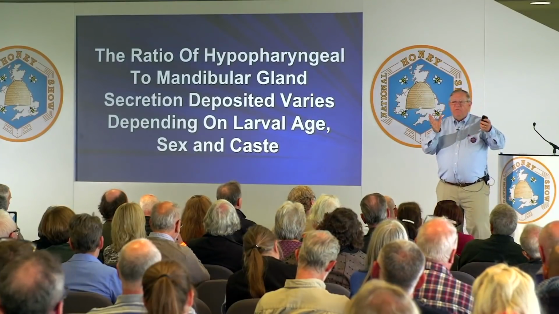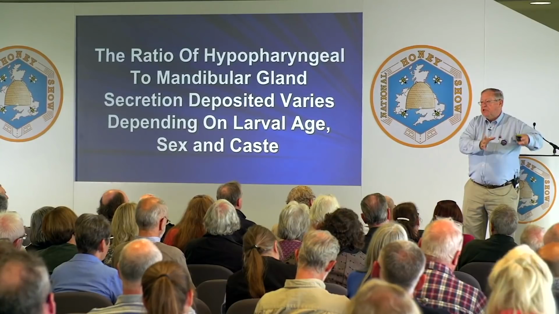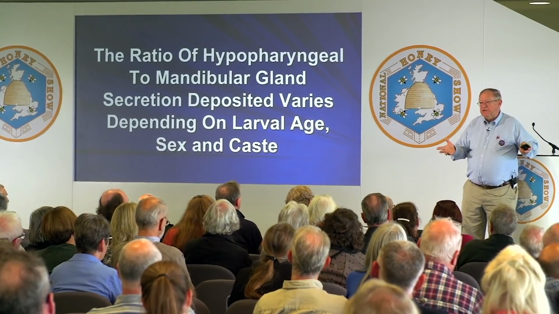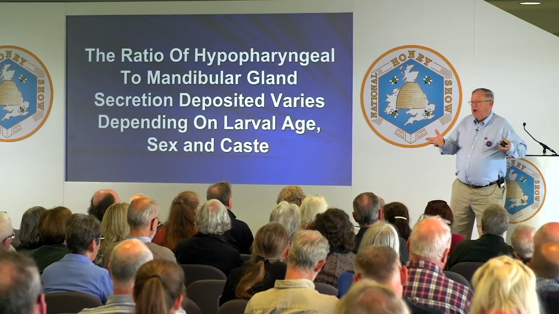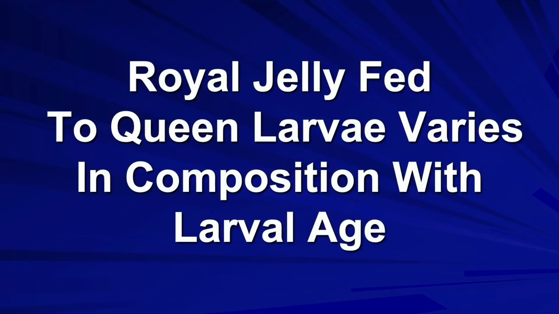Now she may change as she conducts her nursing activities. Initially she may just be mass provisioning the cell as the egg hatches. And then she may do individual nurse bee visits. As she ages, she will switch from mass provisioning cells to individual visits to the developing larvae. The composition of royal jelly initially fed to young larvae is different from that fed at a later stage. Royal jelly fed to the queen larva varies in composition with larval age.